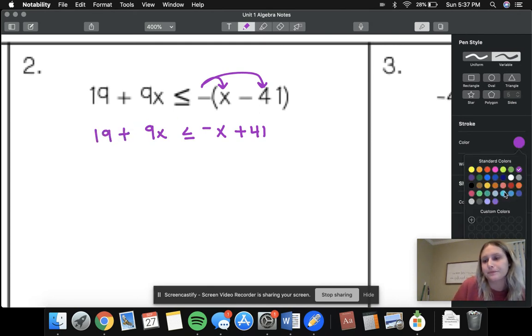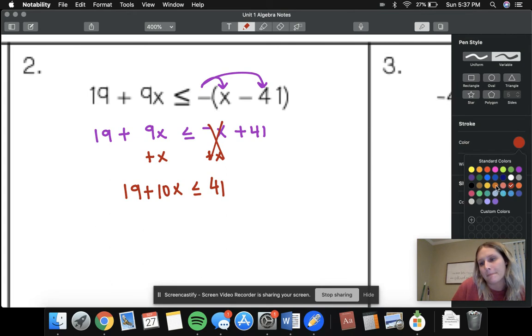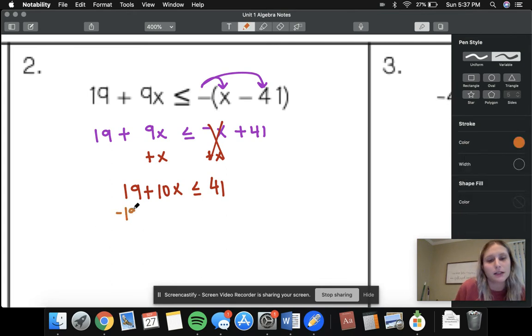Okay. Now for this problem, I'm going to move the smaller one. So negative x is smaller than 9x. So I'm going to move that to negative. So I will add to make it 0. 9x and x would make a 10x. Then from there, we will just solve it, get rid of the 19.